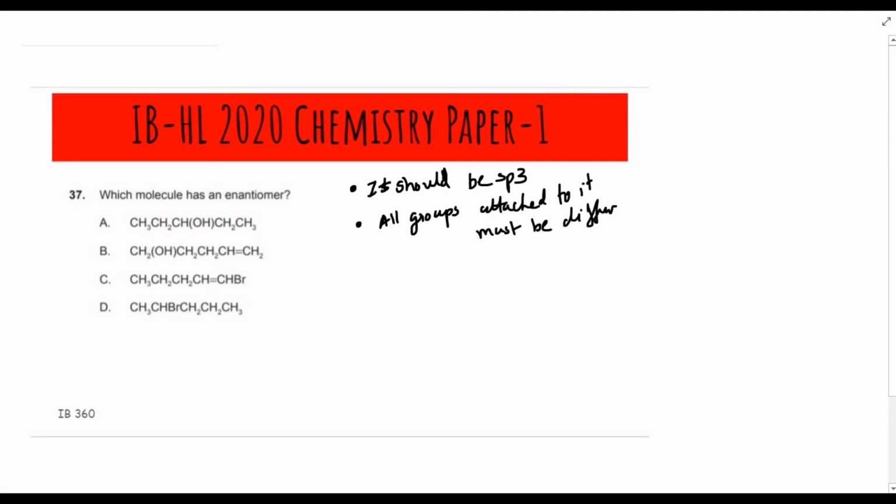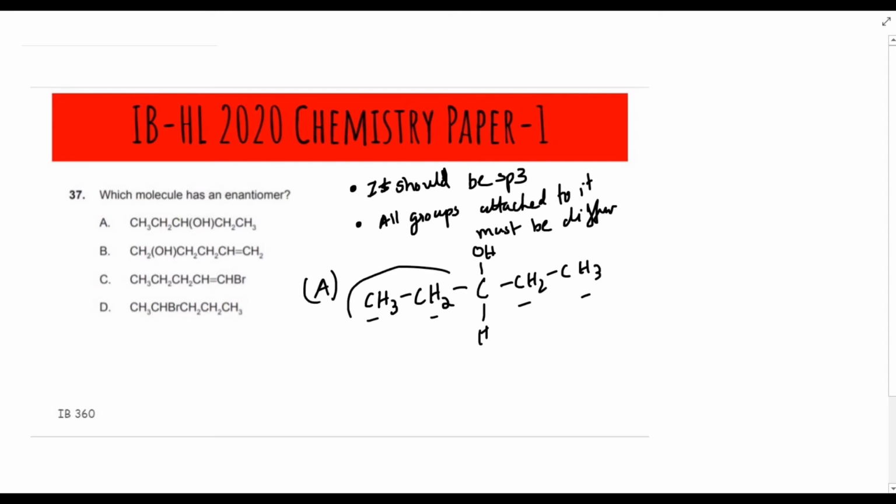So let's start with A. So we have CH3, CH2, COH, H, CH2, CH3. Now obviously these carbons cannot be chiral because you can see that it has 3 hydrogen, 2 hydrogen, but we should have all the groups different. For the middle carbon atom, you see that this group and this group are basically the same. So this carbon is not chiral.